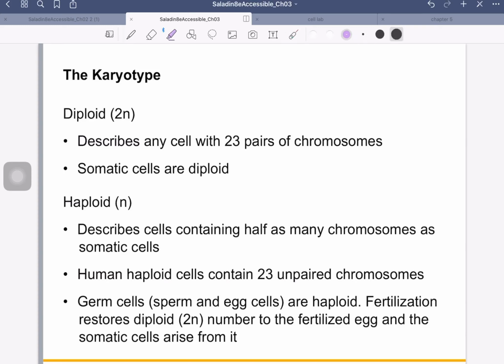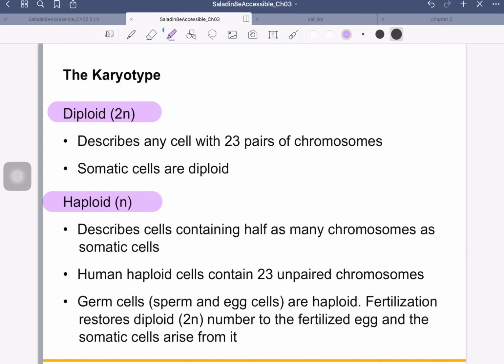Now, another term to be familiar with is that of diploid, also known as 2N. And this describes any cell that has 23 pairs of chromosomes. And somatic cells typically are diploid. There's a few little exceptions, but in general we can assume that they're diploid. And diploid simply means that they have both pairs. Both of the chromosomes are there within the pair.